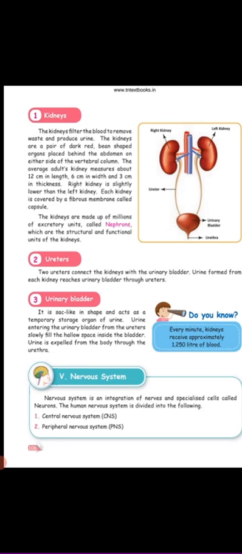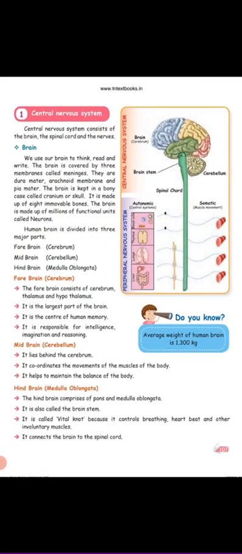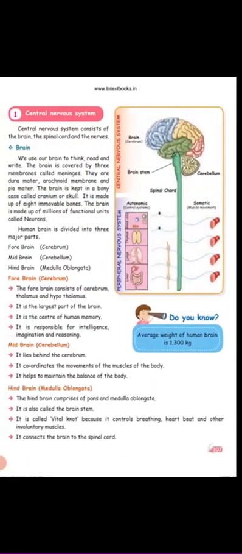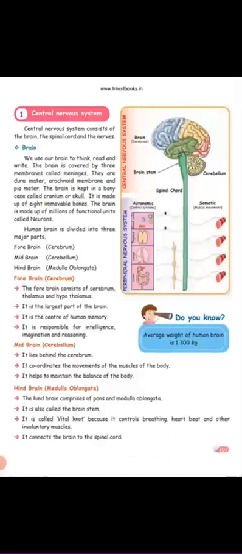And the final one is the nervous system. The human nervous system is divided into the central nervous system and the peripheral nervous system. What are the two parts of the nervous system? Central nervous system and peripheral nervous system. So what is the central nervous system?